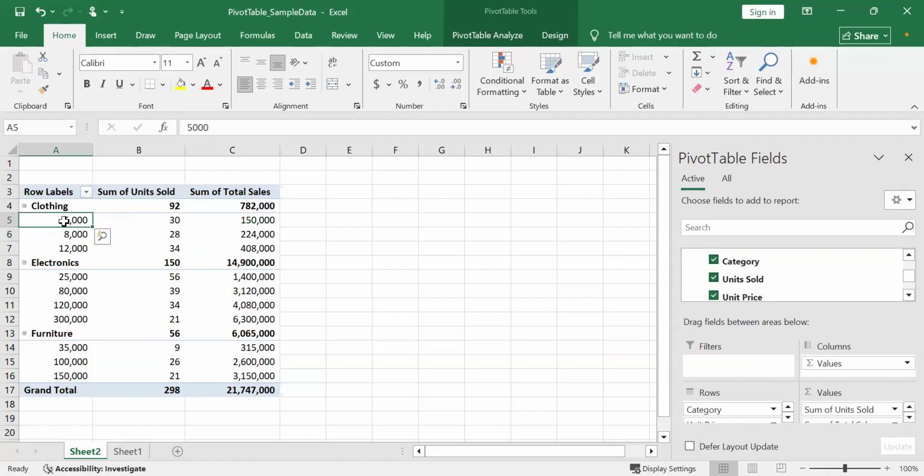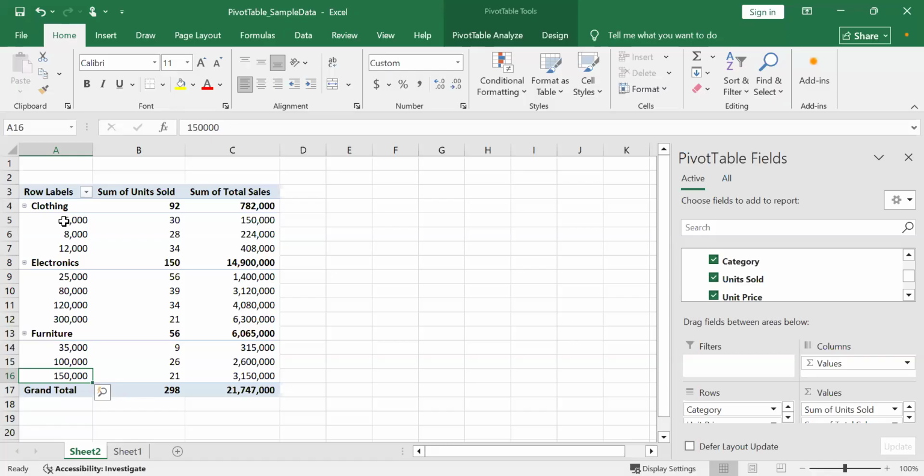So we have 5,000, 8,000, and 12,000, correct? We have 25,000, 80,000, 120,000, 300,000, correct? And we have 35K, 100K, and 150K. So what does this tell us? Which item has the highest price? The highest price was still the furniture. No, that's electronics. Electronics, exactly.